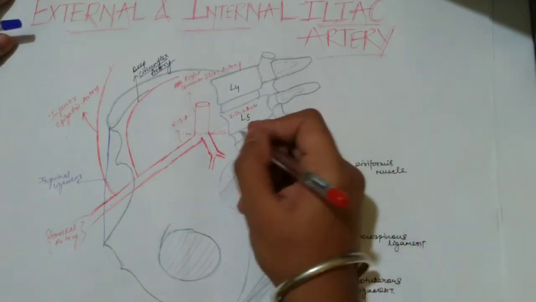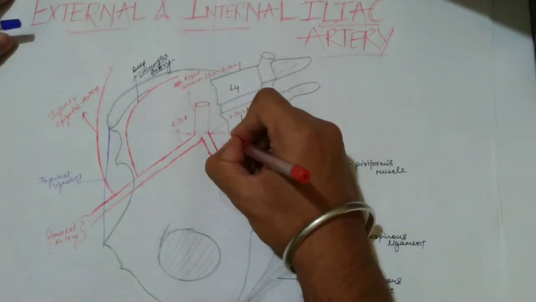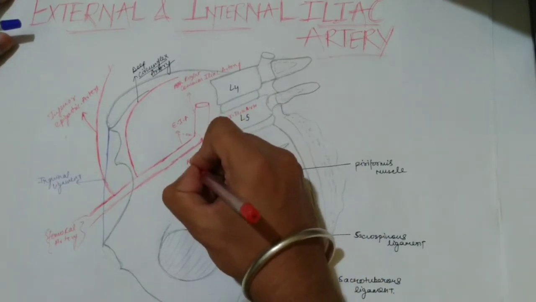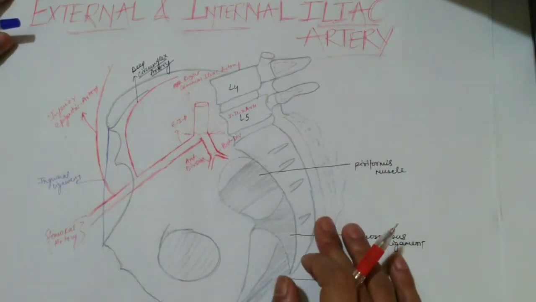So first we will discuss your posterior division. This is your posterior division or posterior trunk, and this is the anterior division of your internal iliac artery. So it is divided into two parts. Some branches go to the posterior side. In the posterior division we have three branches.